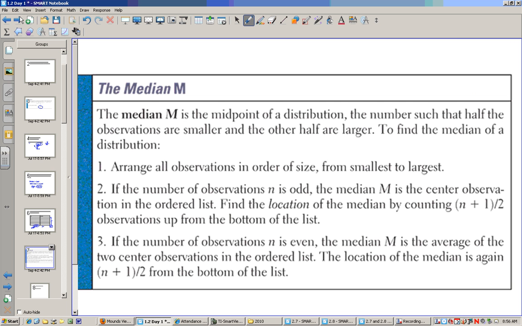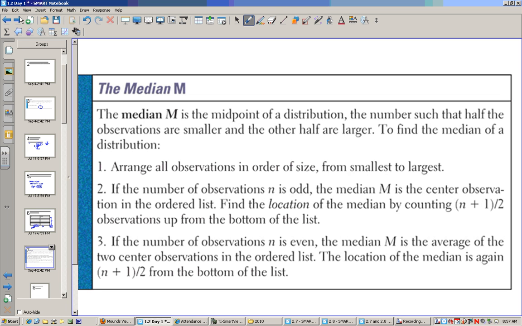All right, now if we are looking at the median, it is the midpoint of a distribution, the number such that half of the observations are smaller and the other half are larger. To find the median, we arrange all the observations from smallest to largest, and if that number of observations is odd, the median is the center observation in the list. We can find that location by taking the total number plus 1 divided by 2 and counting that much up from the bottom of the list.